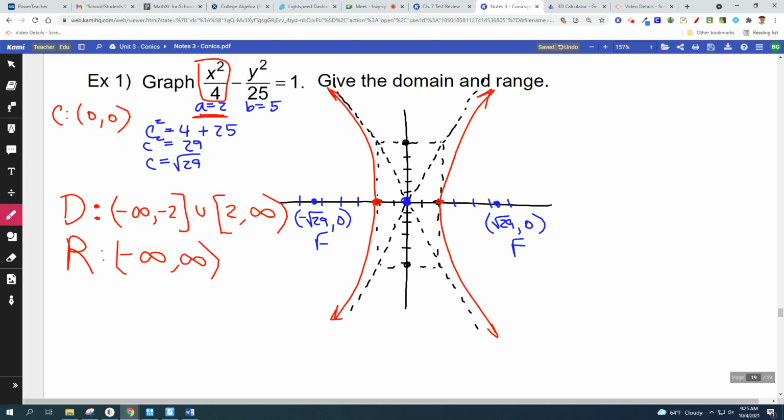Your asymptotes, sometimes you need the equation, and that helps to do the slope. To find the slope of this, you go up 5 and over 2. So that asymptote is y equals 5 halves x. For the other one, you go down 5 and over 2. So that other one is y equals negative 5 halves x. We can find the equations of the asymptotes if we need them.